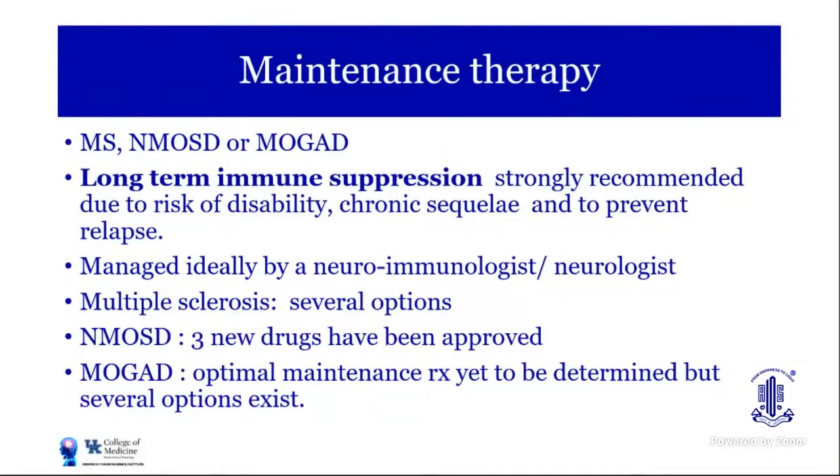And finally, make an attempt to diagnose your MS, NMO, or MOG. Because once you know it, you know that you have to give them long-term immune suppression. So they have to be now managed by a neuroimmunologist or a neurologist.